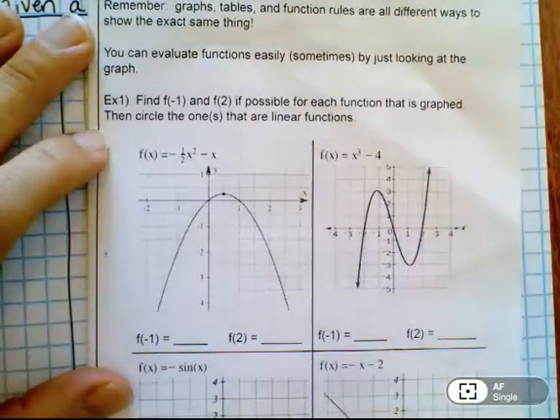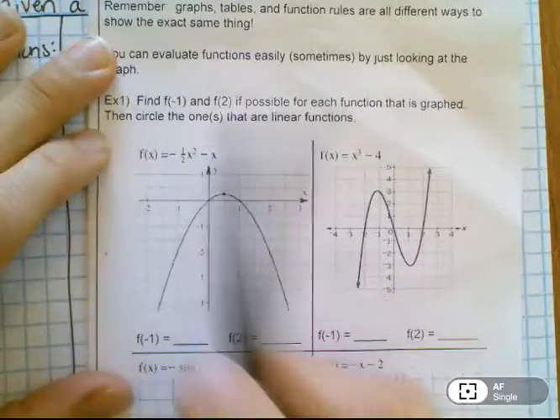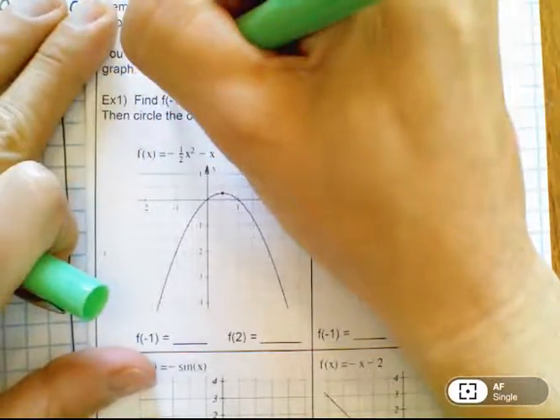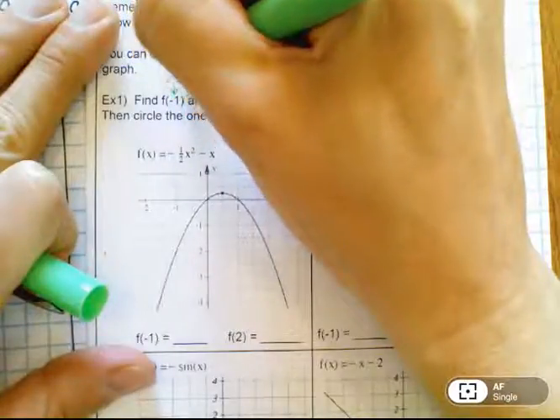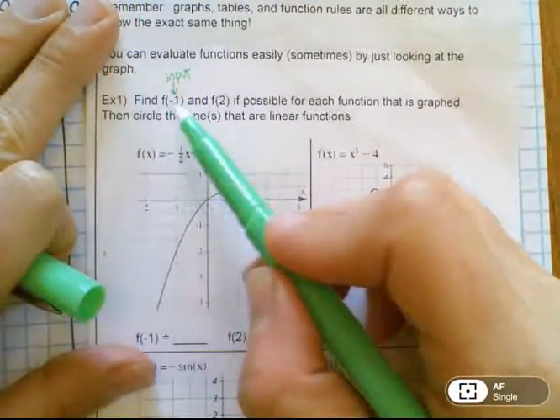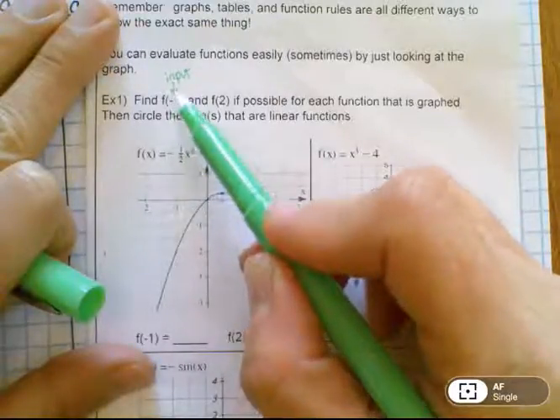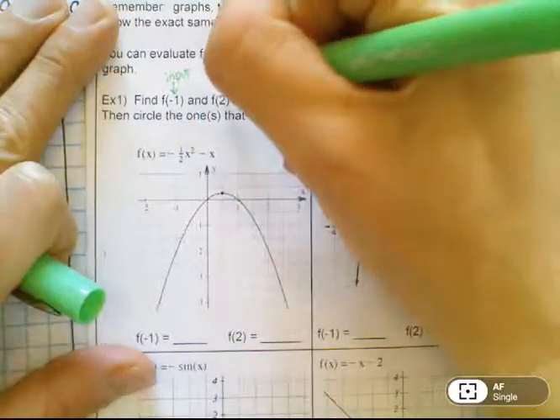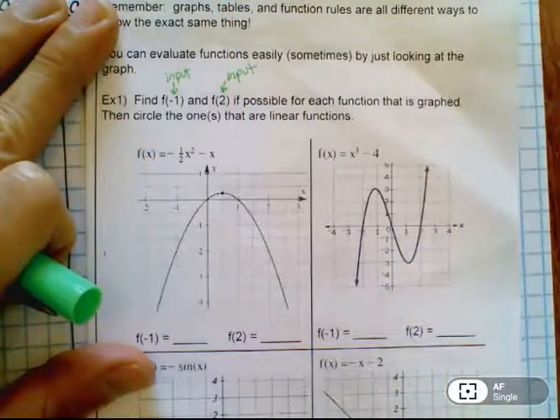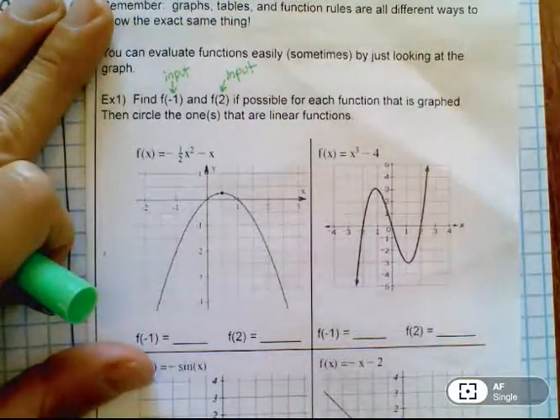It says find f of -1. So please write that what I'm asking for is, if the input is -1, what's the output? That's what this means. f of -1 means what's the output if the input is -1, and f of 2. So 2 inputs, we're going to list what the outputs are for each function that's graphed.